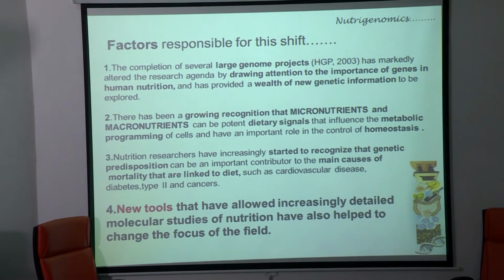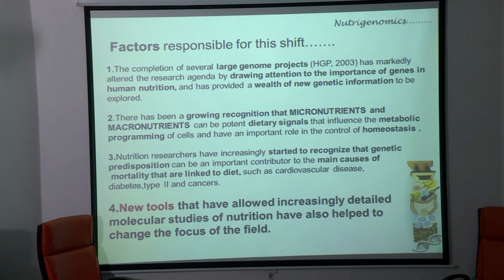imbalance. The fourth factor which has been responsible for this shift is the new tools and technologies, the high throughput tools and technologies, which have allowed increasingly detailed molecular studies of nutrition, which was earlier not possible. That's why Lavoisier said that it's all presumption, it's all imagination. If we could get some scientific facts, we could relate how health and nutrition could be linked, and we could bring it to our benefit. At that time, it was not.